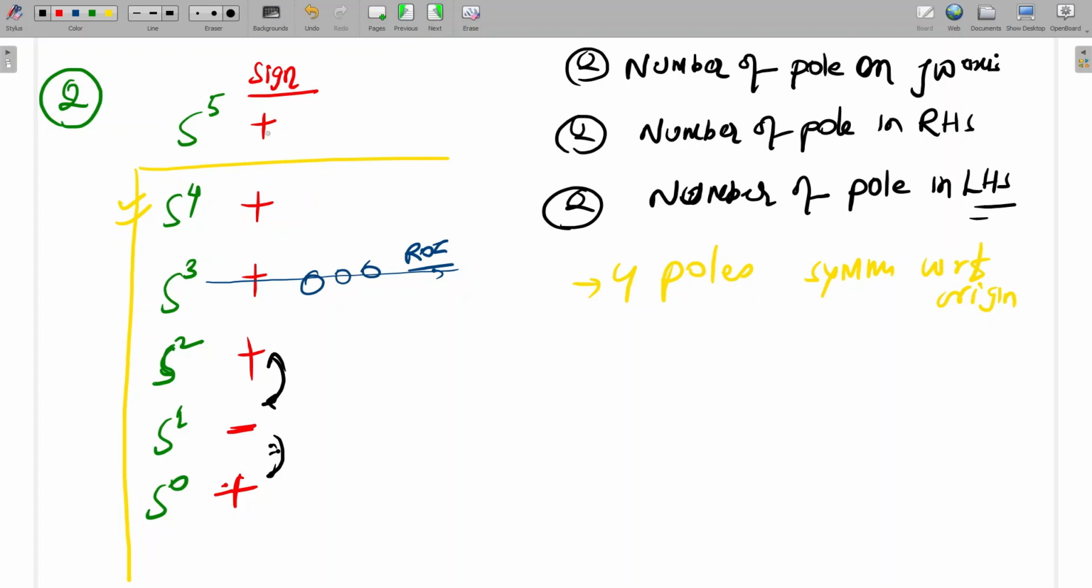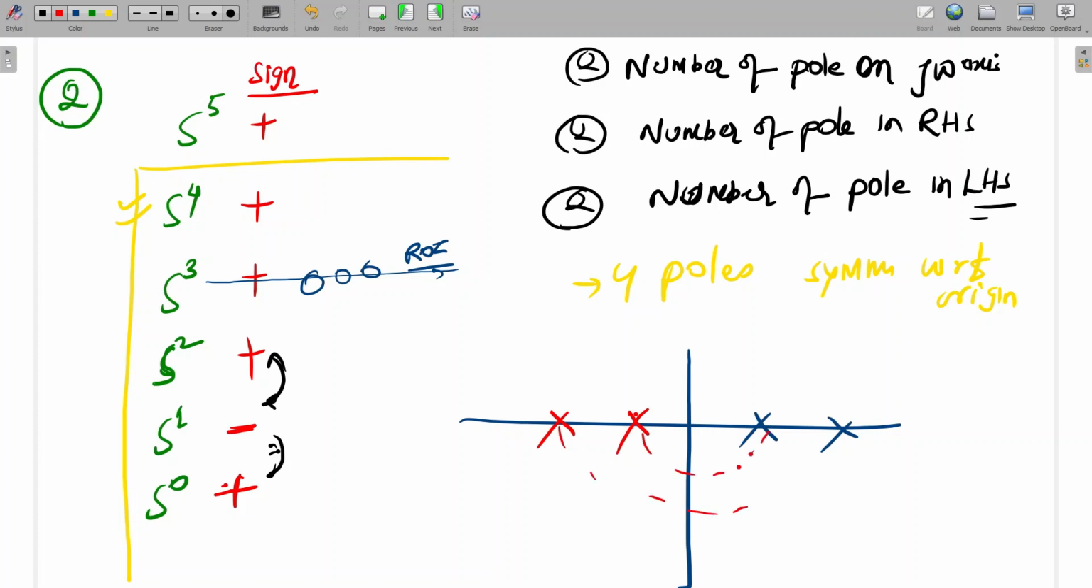So what will happen? If you draw the pole plot, two poles will be there in the right hand side and the corresponding symmetrical poles will be there in the left hand side. So this pole is symmetrical of this one and this pole is symmetrical of this one. So no pole will be there on the j omega axis. On the j omega axis, poles will be 0. And if we see here, no sign change is there, so this pole will come in the right hand side only.